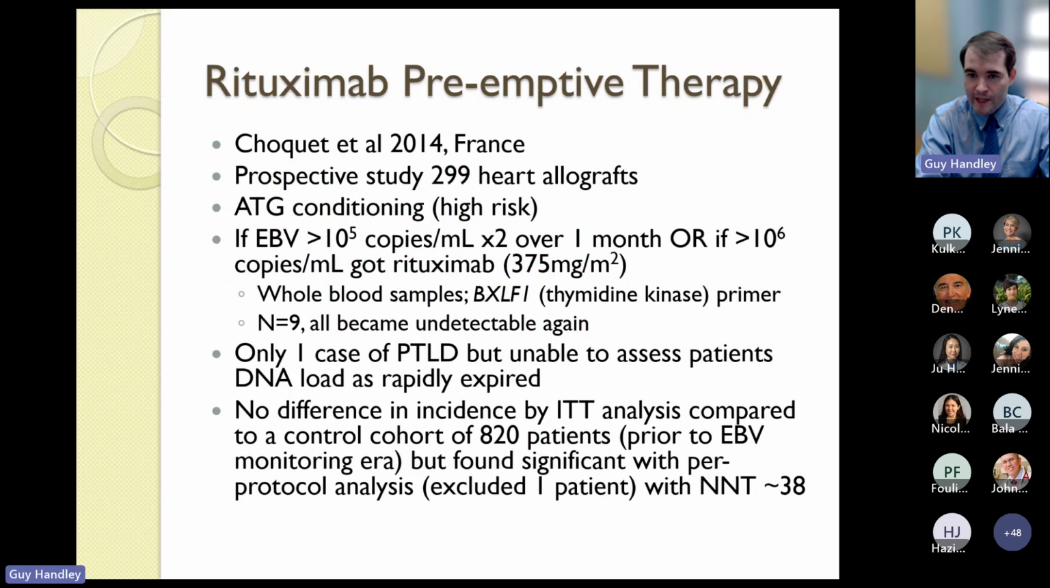In terms of preemptive therapy, we know that it's usually B cells, so certainly rituximab is an attractive option in terms of preventing and or treating PTLD. This was a prospective study of 299 heart allografts in France. They had ATG conditioning, so a very high risk with that T cell depletion. Essentially, they said if the EBV was over 10 to the 5th copies twice over a month or one time over 10 to the 6th, they administered rituximab.